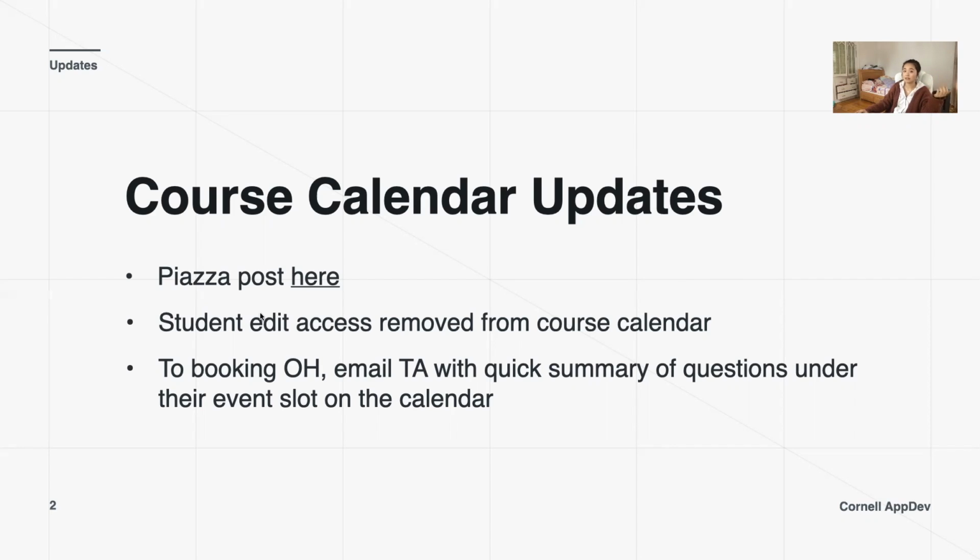You can still access the course calendar. It's just that now you won't be able to see any distinguishing colors, so your calendar will all be the same color. If you want to book an office hour with the TA, you'll still be following the same protocol as before, which is that you click onto the event and email the TA of that office hour and let them know what you have questions about, and also notify them that you want to book that office hour. Then the TAs will be responsible for removing office hours from the calendar once they have been booked. And there's a Piazza post that I linked here, and you can see all of the instructions there.